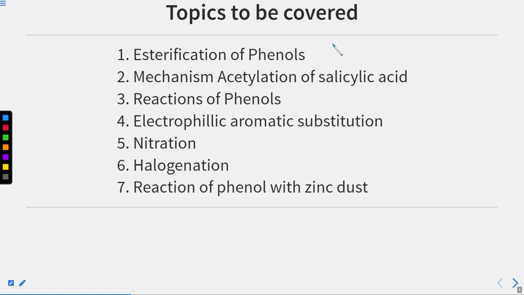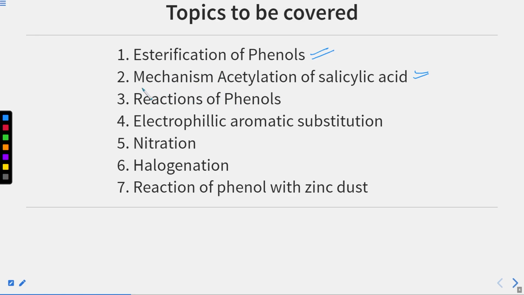I have mentioned esterification again in this lecture because I will perform a reaction to make a specific product that has a medical application. Then we will see the mechanism of how we make that pharmaceutical compound.